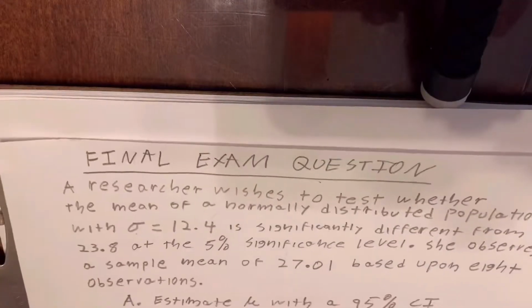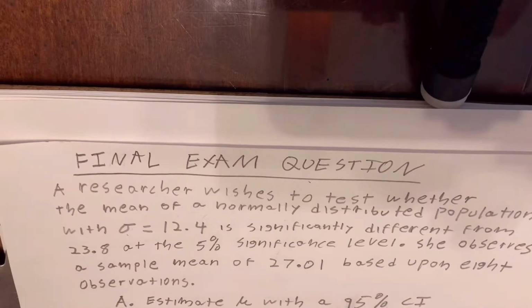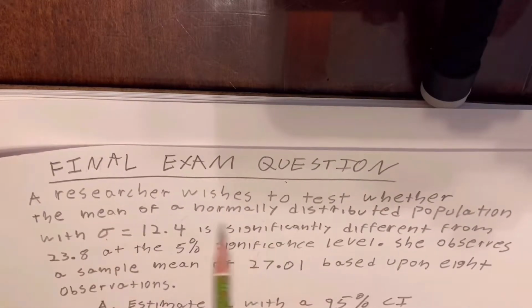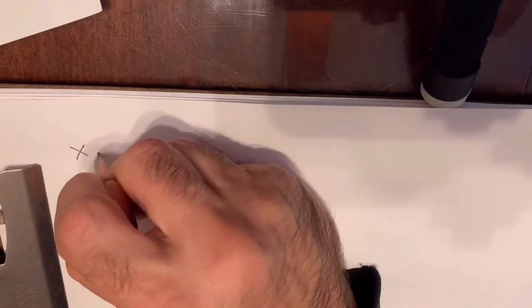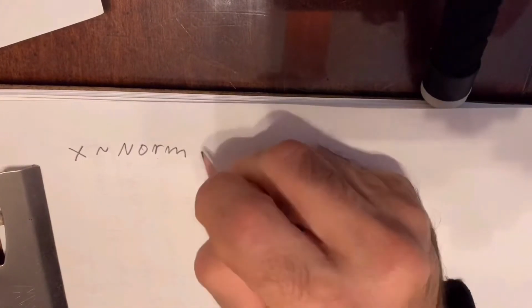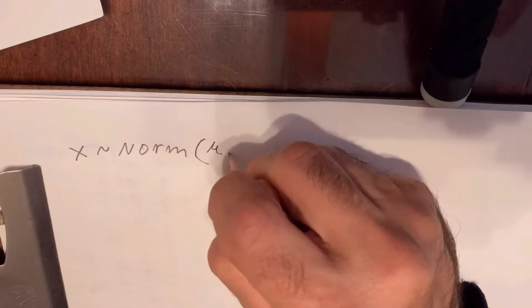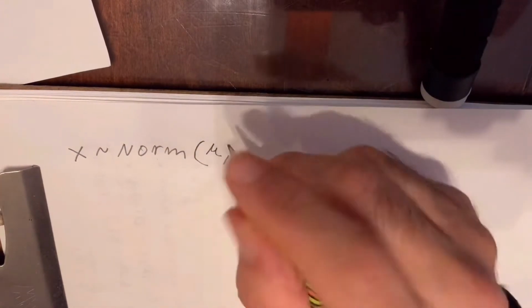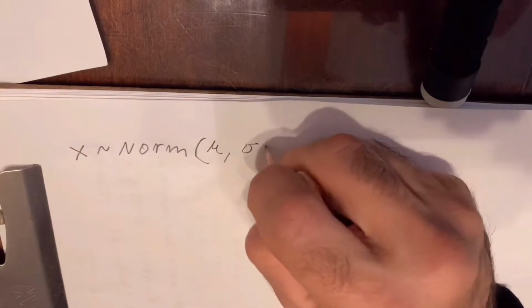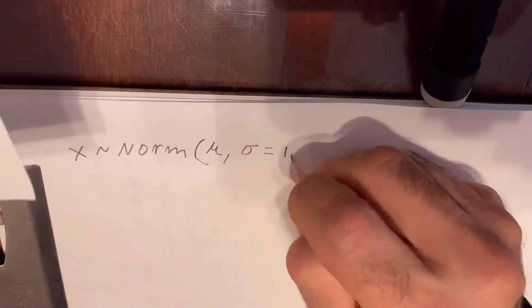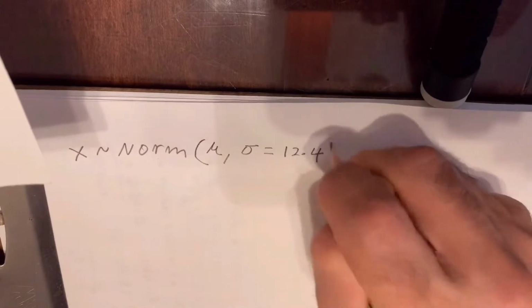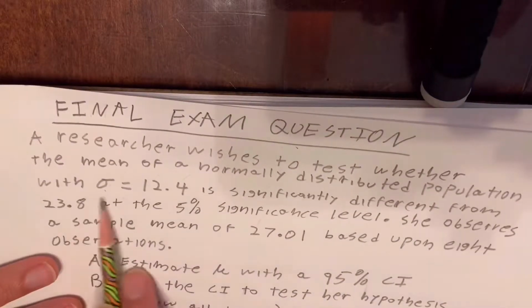So the first thing we have to do here is convert these words into mathematical symbols. When we see normally distributed population, we write something like random variable X is normal. I'll just write norm for normal, and we have some population mean, which we'll call mu. And we also have the fact that the population standard deviation is equal to 12.4.